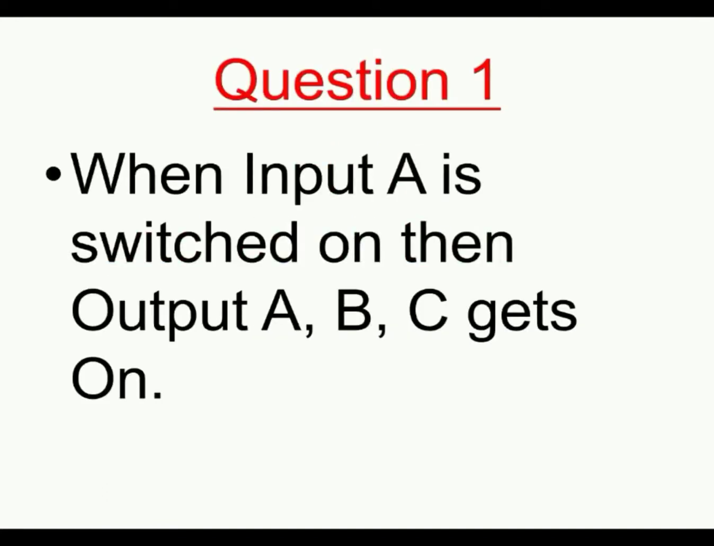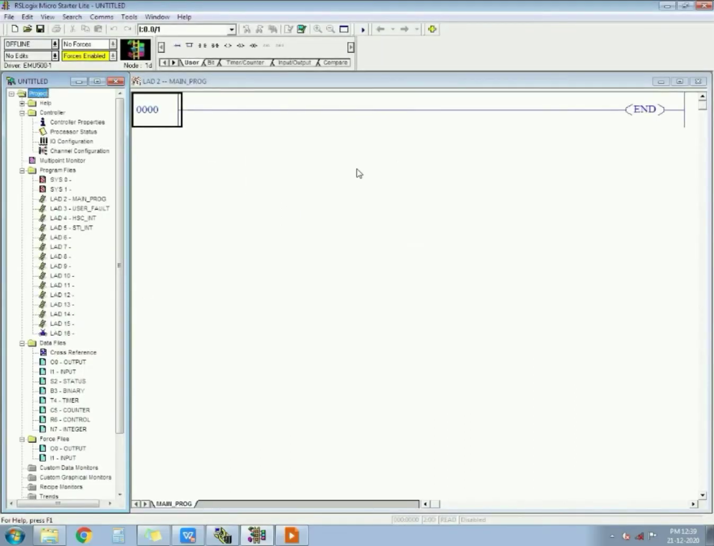So this is our question: when input A is switched on, then outputs A, B, C get on. It means we have only one input. First we will list out how many inputs and outputs there are. So in this question I have input A and the outputs are A, B, C. It means I have three outputs and one input. So let's go to our PLC program.